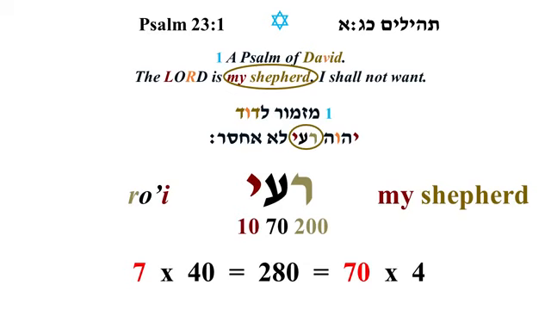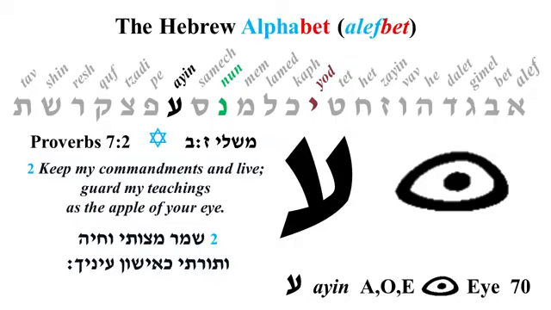Proverbs 7:2. Keep my commandments and live. Guard my teachings as the apple of your eye. Again, with the eye, and it's ayineka. It's the last word in the Hebrew verse there. You see ayineka, and it ends in a final kaf.